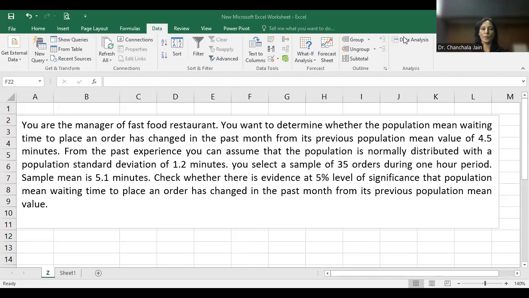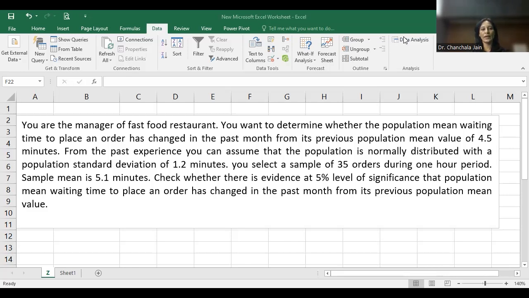Firstly, we will read the problem and then we will see how we can perform Z-test in Excel. So the problem is, suppose you are the manager of a fast food restaurant. You want to determine whether the population mean waiting time to place an order has changed in the past month from its previous population mean value of 4.5 minutes. From past experience, you can assume that the population is normally distributed with a population standard deviation of 1.2 minutes. You select a sample of 35 orders during a 1 hour period and the sample mean is 5.1 minutes.